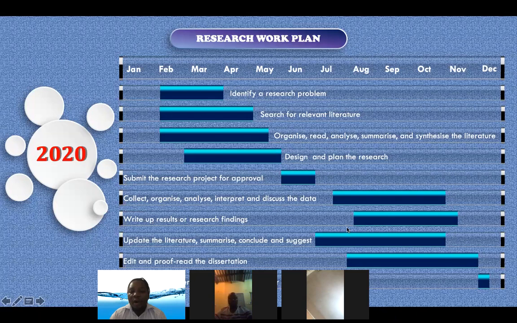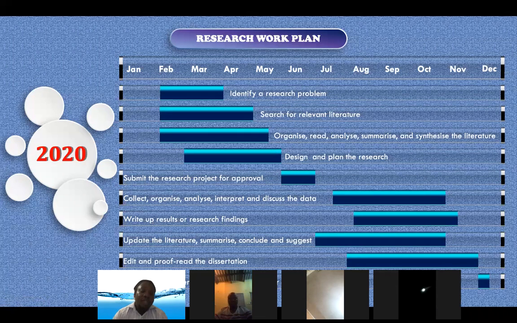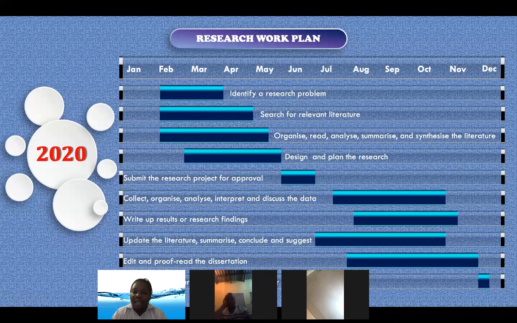And from August to November, the student was now writing their dissertation because they have the information they need. For example, the data they've collected from the field. Now they are organizing the data, analyzing the data, interpreting and discussing the data. Now they write the dissertation. They write their findings or their research report, reporting what they found through their research or their investigation.